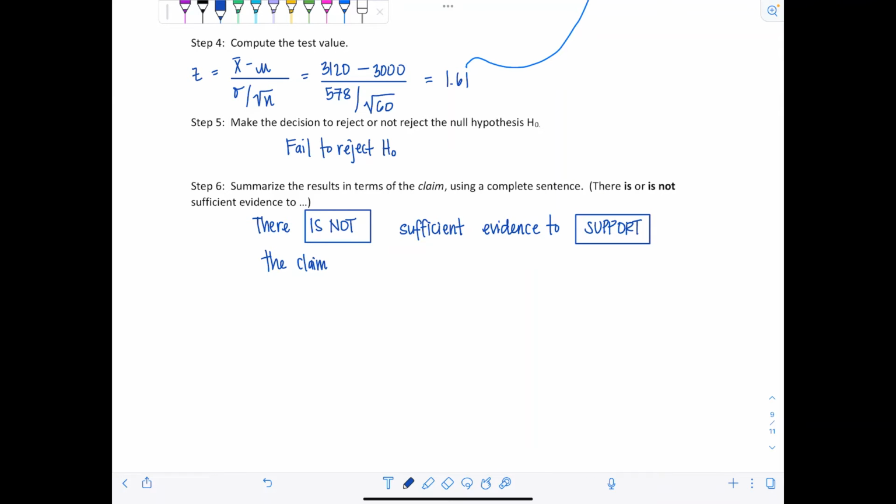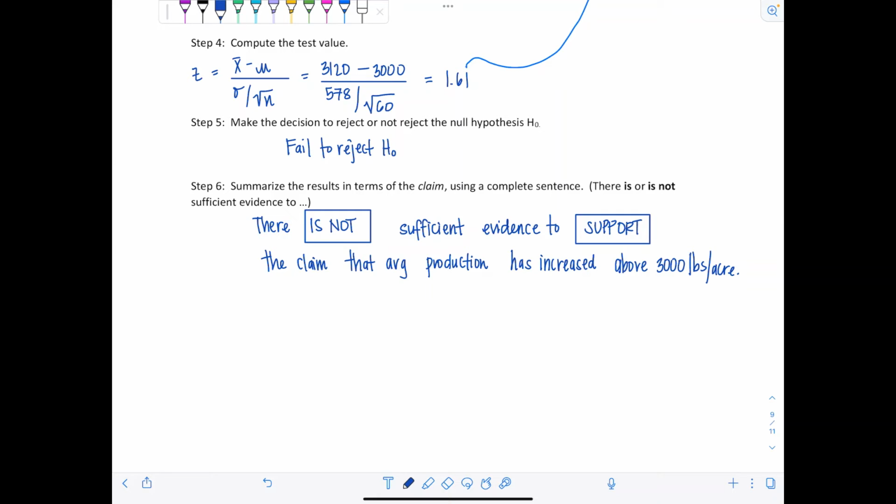What was the claim? That average production has increased above 3,000 pounds per acre. All right, very good. So this is the traditional method for hypothesis testing.